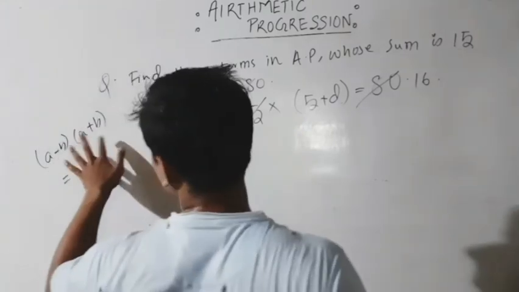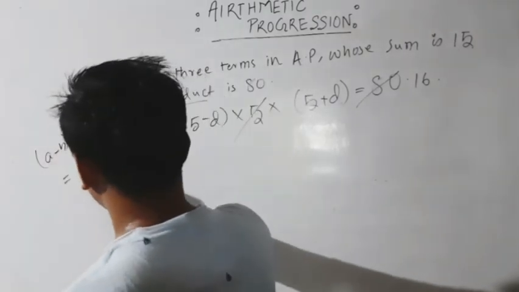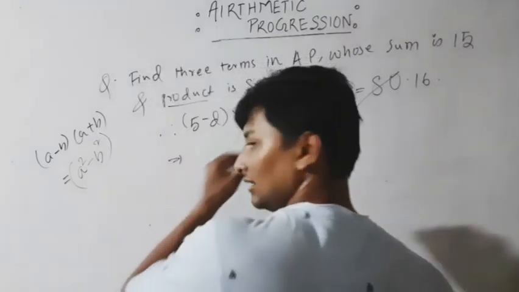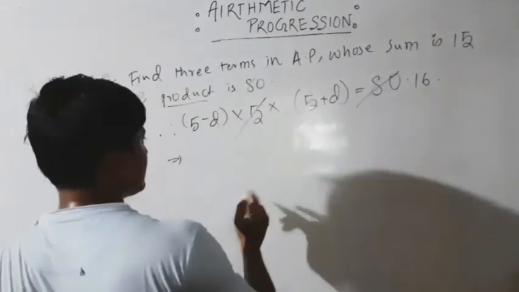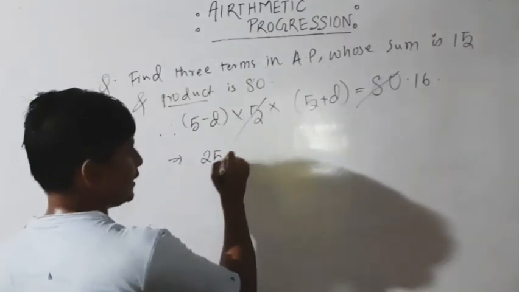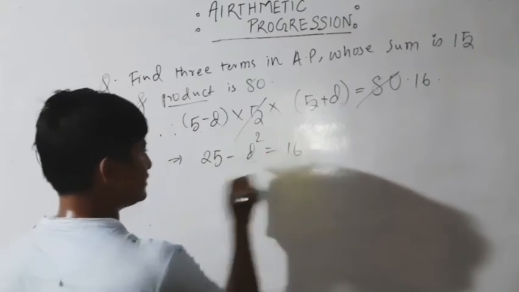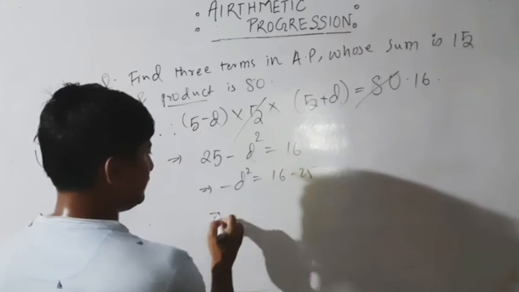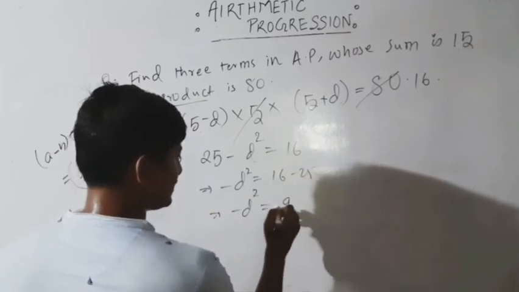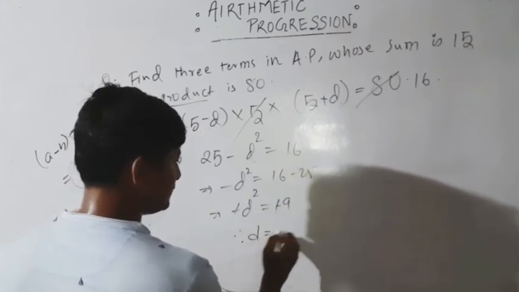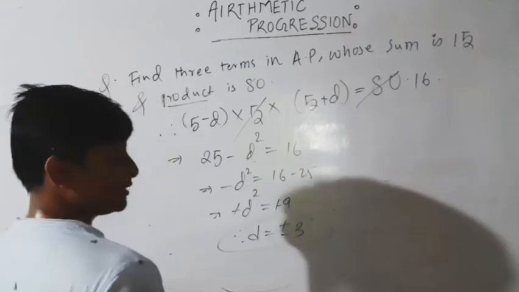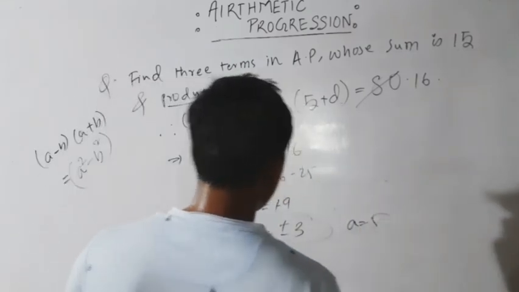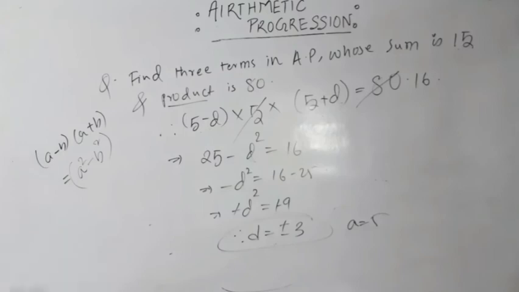Everyone knows, a minus b times a plus b equals what? A square minus b square. Very easy formula, basic mathematics. So here I can write 25 minus d square equals 16. So minus d square equals 16 minus 25. It will give me minus 9, and if I cancel the minus, d will be plus or minus 3. So you have your a as 5 and your d as plus or minus 3.